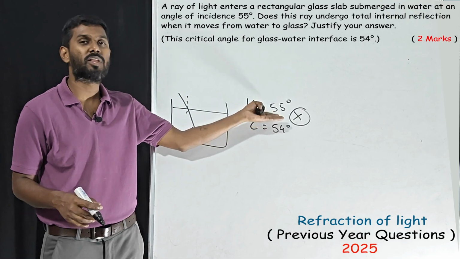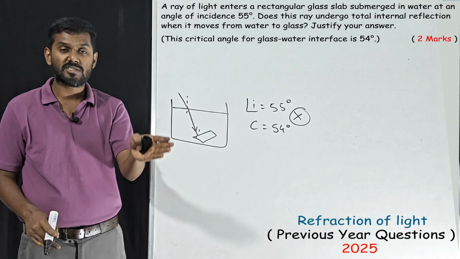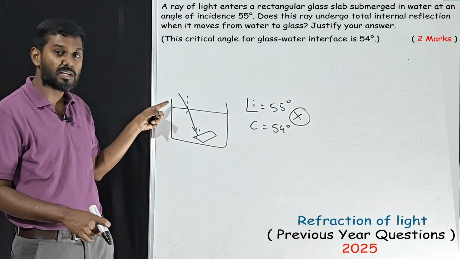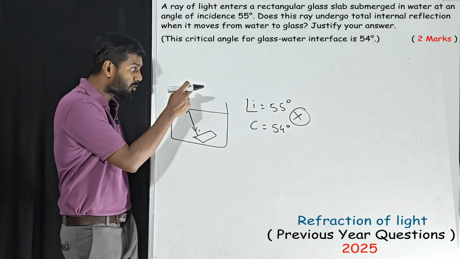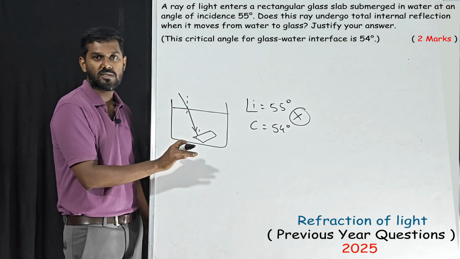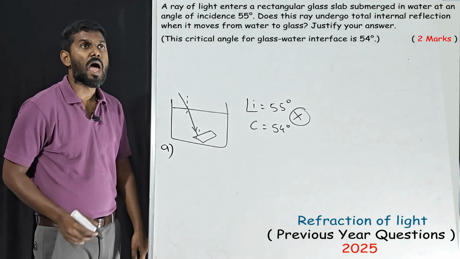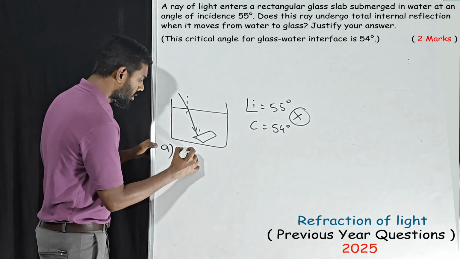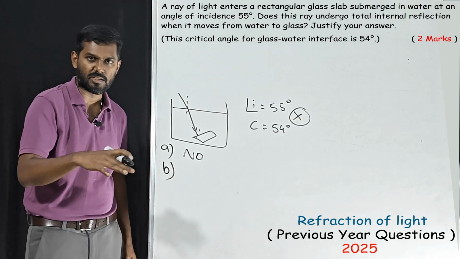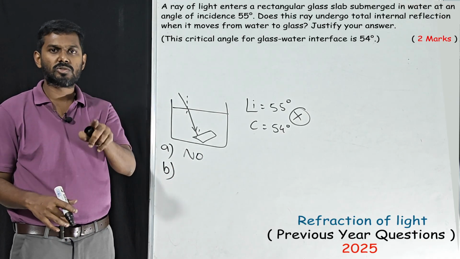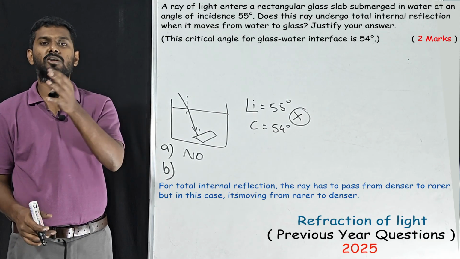So the ray has to move from denser to rarer, but here it is moving from rarer to denser. There is no need of thinking about the angle. This is correct, but this is the secondary condition. What is the primary condition? The ray has to move from denser to rarer, but here it is moving from water to glass. Water is rarer and glass is denser. We are not talking about air and water, we are talking about water and glass. Here you need to see which is denser and which is rarer. So now we'll answer, does this ray undergo total internal reflection? No, and we have to give the justification. For total internal reflection, you have to write like this: the ray has to pass from denser to rarer, but in this case it is moving from rarer to denser.